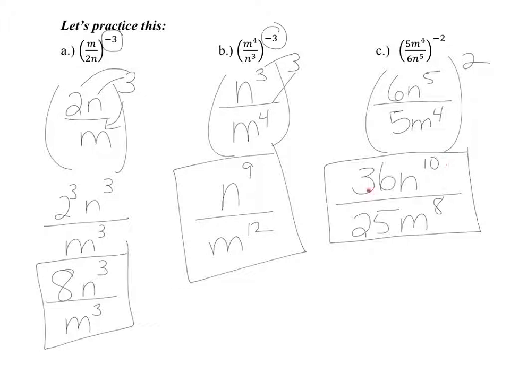All right, so this would be what your final answer is. All I did was flip the inside, make the outside positive, and then bring in that 2. So you're squaring everything, including the 6 and the 5, and you multiply your exponents. All right, now this next one, you can start 2 ways.